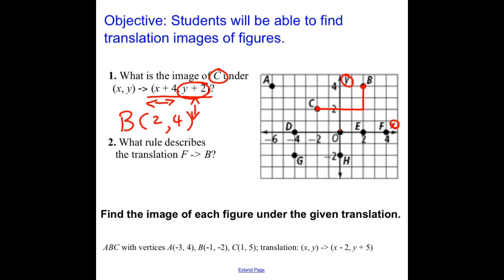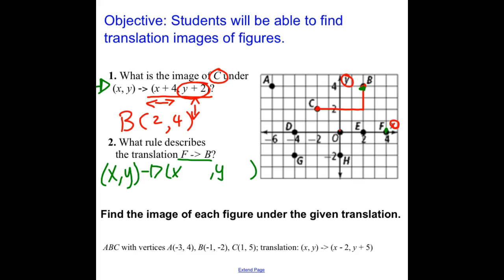So the next thing is, how do we write a translation? Well, we follow this rule right here of how they wrote that. That's a translation rule. And so we're going to try and write the rule for the translation from F to B. So we can copy the outline of it. It goes x, y, arrow, and it's going to go to some x and y values. We're going to either add or subtract from x and y. So we want to find that F. It's right here, and we want to go to that B right there, my green dots.